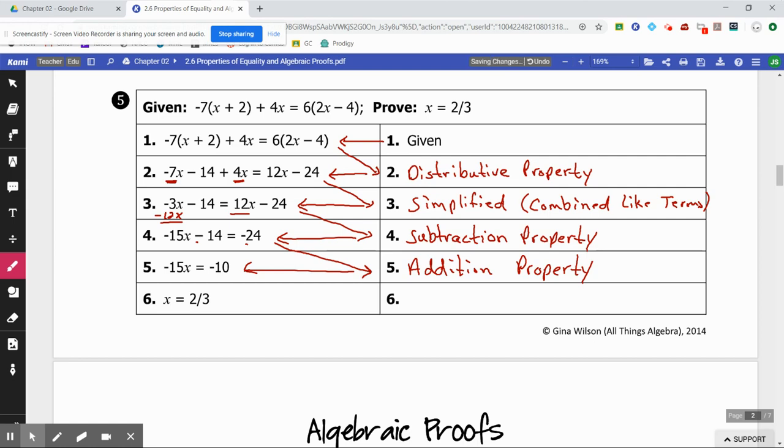And the very last step is we've got to get this x by itself. Since negative 15 has been multiplied by x, we're going to divide both sides by negative 15. The reason we can do that would be the division property of equality. And once we divide by negative 15, negative 10 over negative 15, you could actually throw another step in there. We've got to simplify that fraction, but we will get exactly what we were looking for, 2/3.